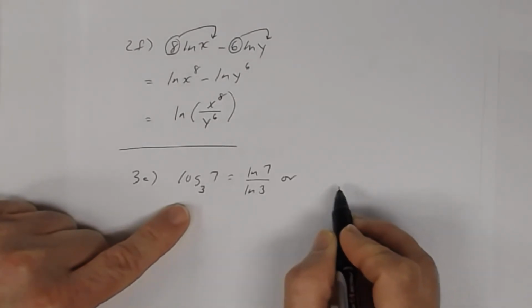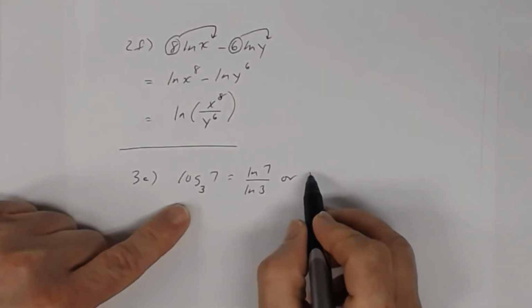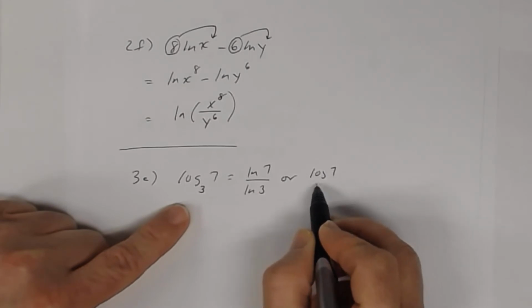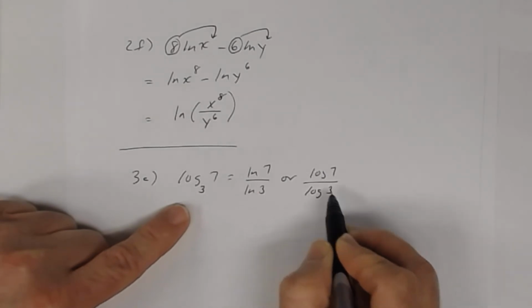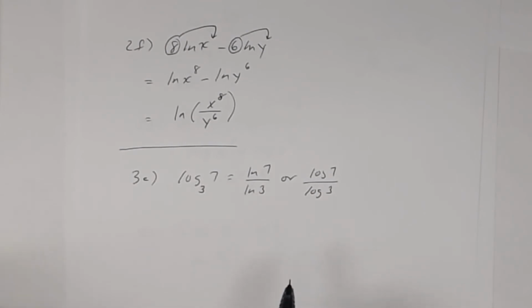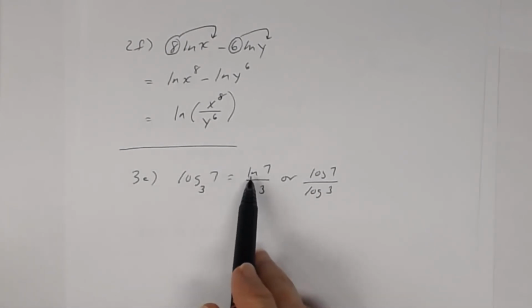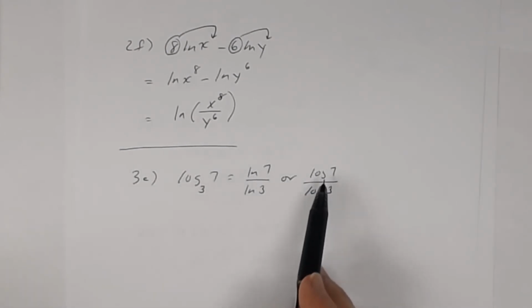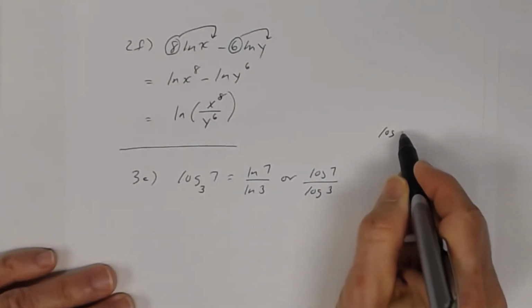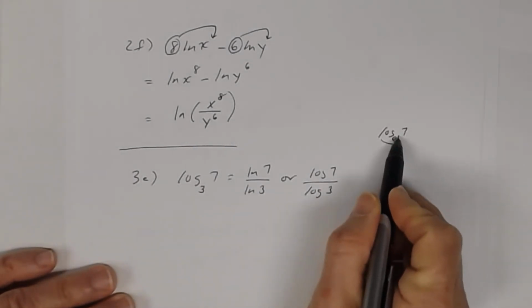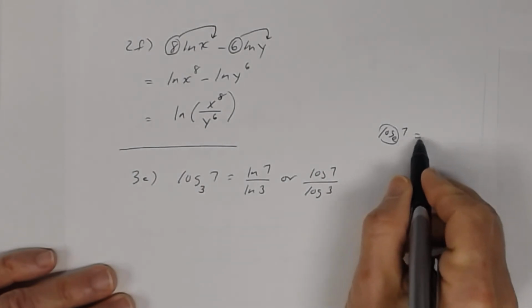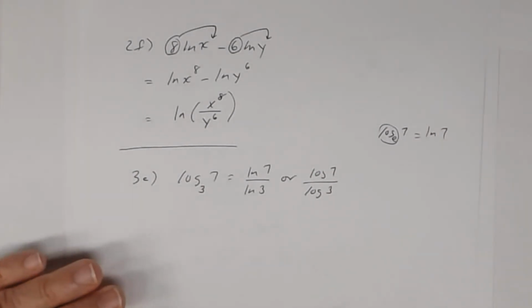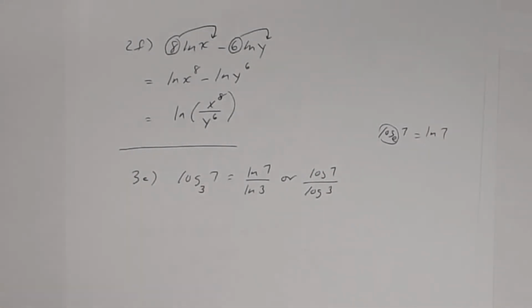Or, if I use base 10, I can say the log of 7 divided by the log of 3. Since I'm using a calculator, I want to use base e, the natural log, or base 10. Remember, log base e means natural log. Now you just use the calculator. No matter which one you use, you'll get the same answer. But they did say to round to 4 decimal places.